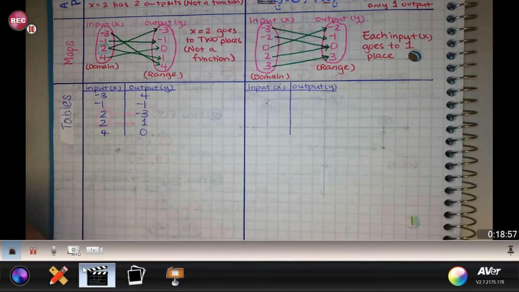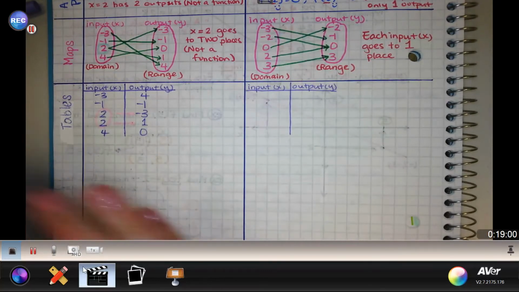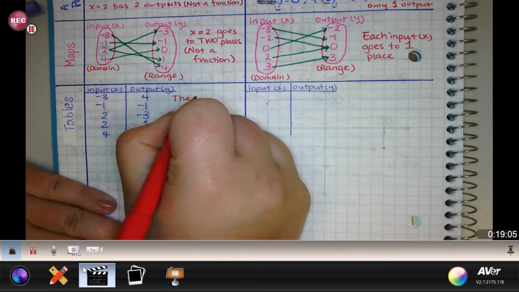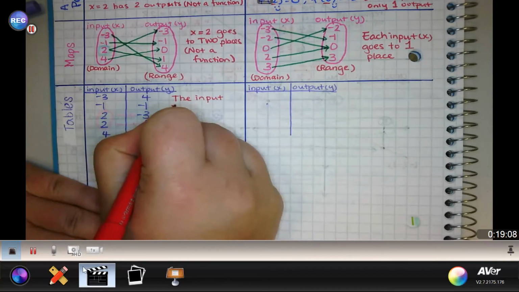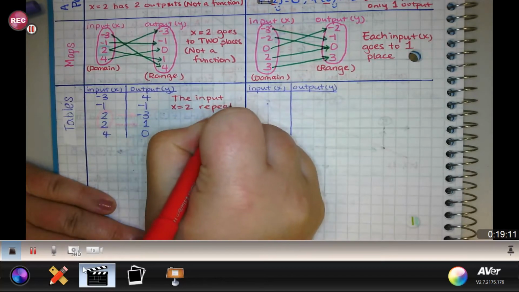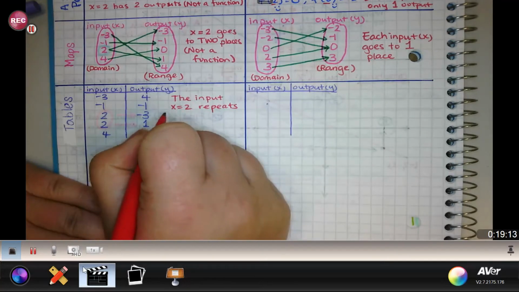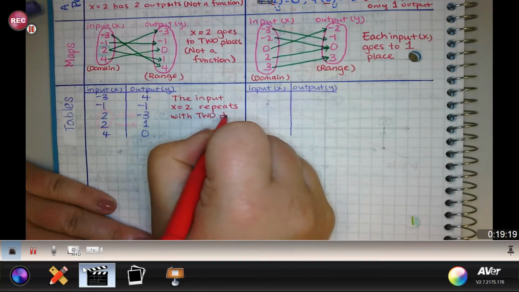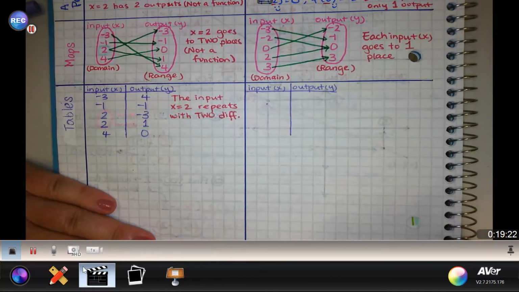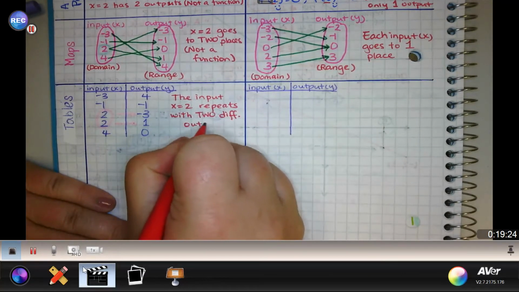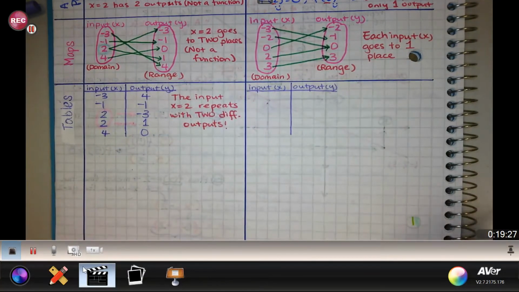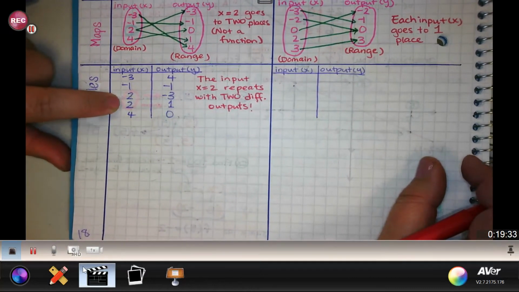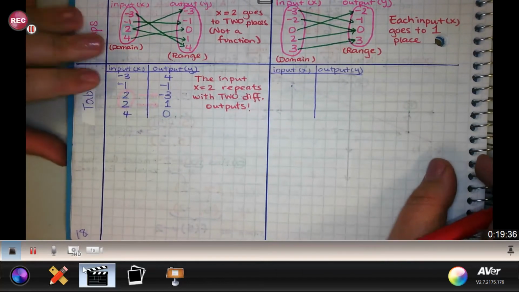So here we have that the input x equals 2 repeats with 2 different (diff) outputs. Okay, so again, always think of predictability. This is not good enough because the 2 has 2 options for outputs, which we don't like.